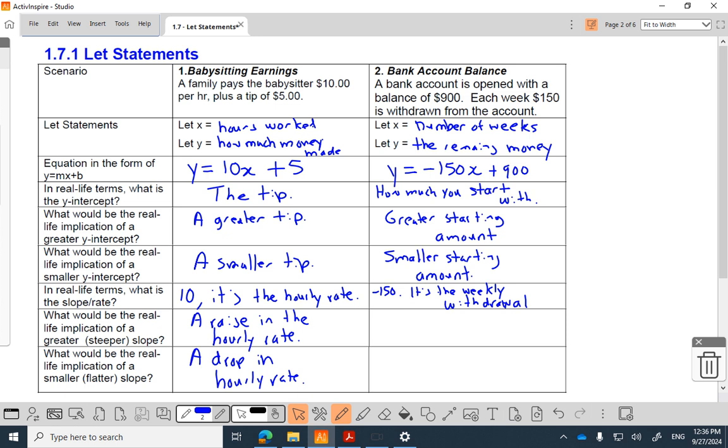This line's negative. So do you want your negative slope, the amount it's going down by, do you want that to be steeper? That's going to take more and more out of your account faster. Yeah, we don't want that. So that's more money coming out. See, steeper isn't always better, is it?